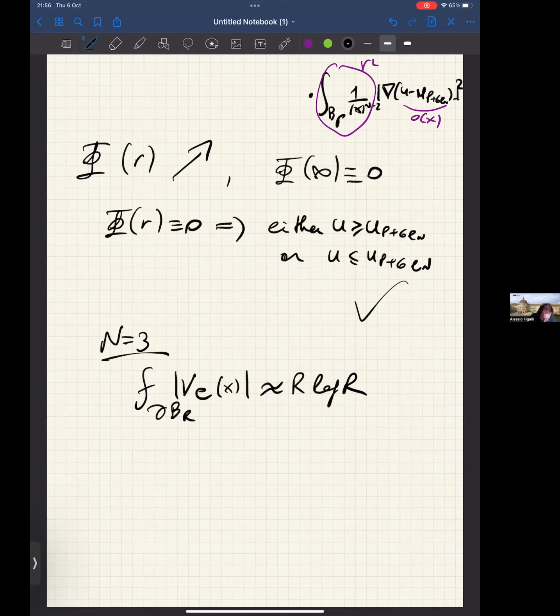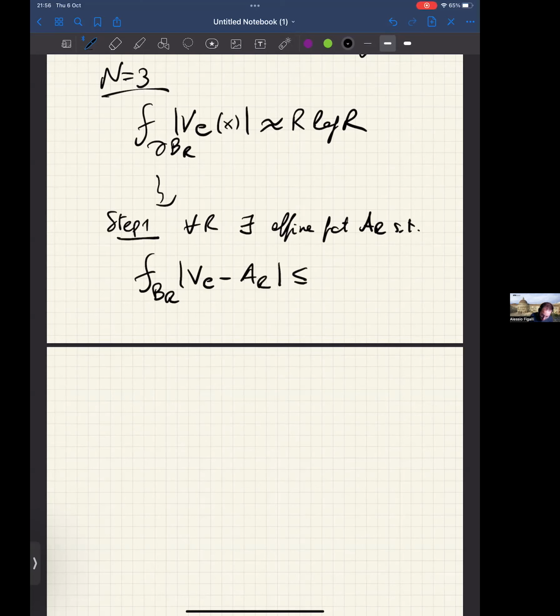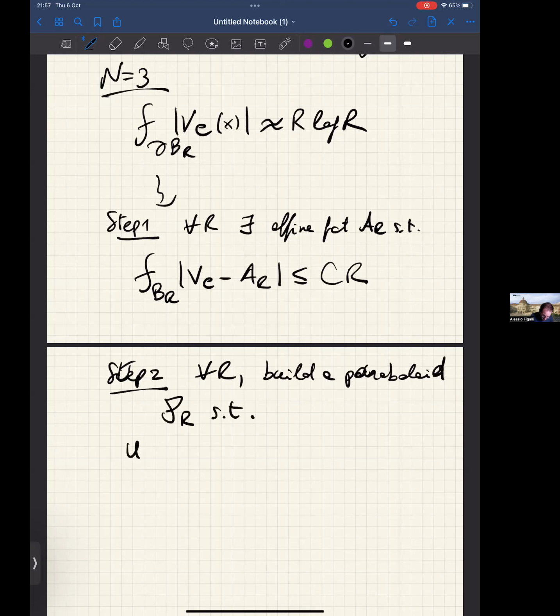So what we prove, here we have to do many things. Step 1 is to prove, as a type of Poincaré-type estimate, that for every R, there exists an affine function AR such that the average over BR of VC minus AR is bounded by a constant. So you can prove that your function is linearly close to an affine function, but the affine function changes from scale to scale. And then what do you do? Step 2: once you have this affine function, for every R, you build a polynomial, a paraboloid PR, such that the solution corresponding to it, UPR, will be equal to Px prime plus this affine function plus little o of x. This you can do like in dimension 4.